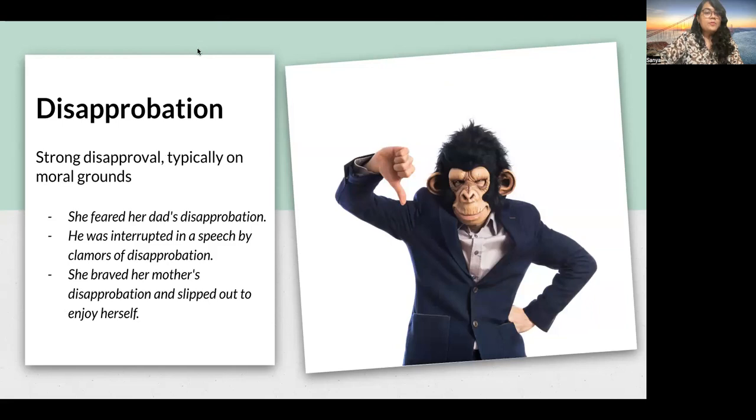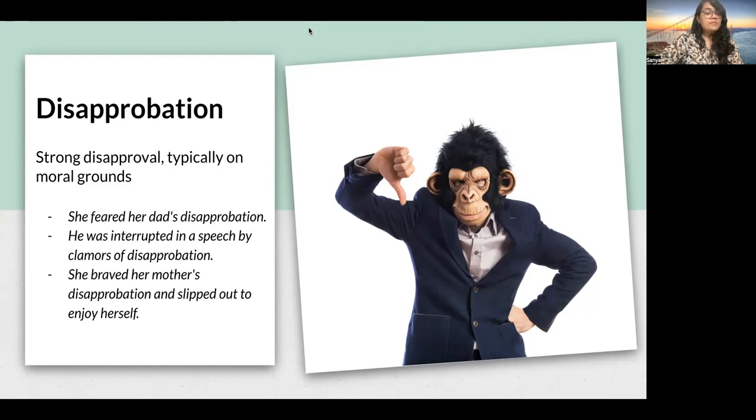Disapprobation. Disapprobation starts with the word disapprove, right? So it actually means disapproval. Strong disapproval, typically on moral grounds. If something is believed to be wrong and not morally correct, and someone says no to it because it is not morally right, then they are opting for disapprobation, right? For example, she feared her dad's disapprobation. That means she feared that her dad would strongly disapprove of her actions because her actions were not morally right. So disapprobation: strong disapproval, typically on moral grounds.